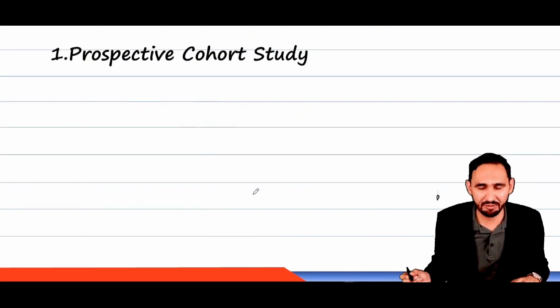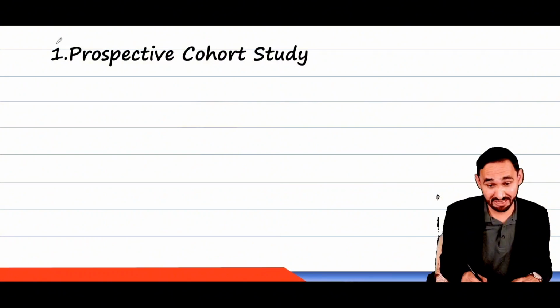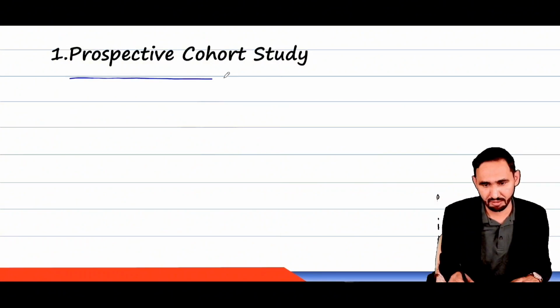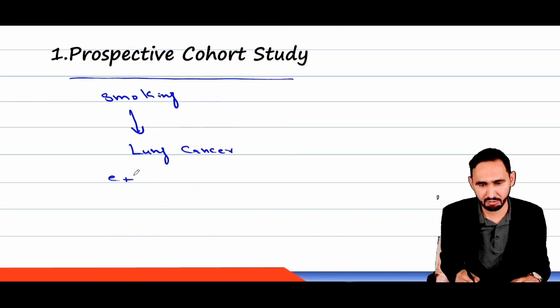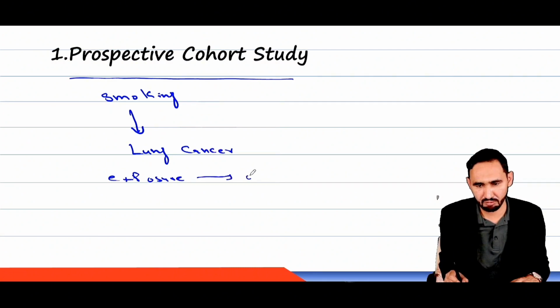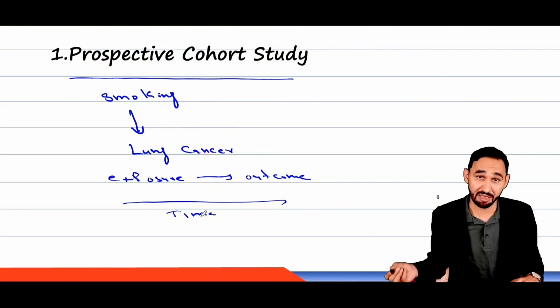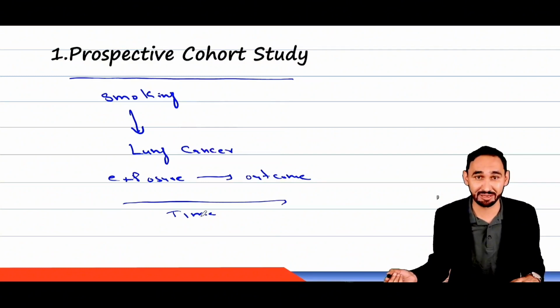What is prospective cohort study? Let's discuss it in detail. Association of smoking and lung cancer. We move from exposure to outcome in a forward direction. People are exposed, people are smokers. We follow them up, we monitor them for a certain time period. In the end, we establish the association between risk factor and outcome.